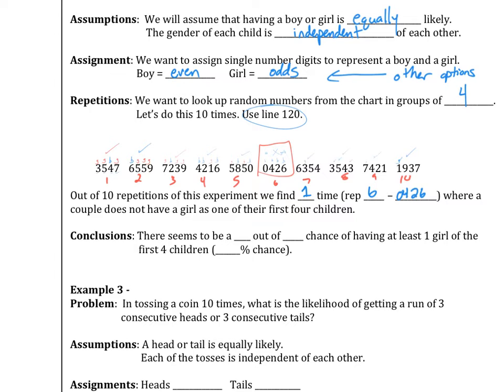So it looks like it's very, very likely if you have 4 kids that one of the 4 kids would be a girl. So our conclusion is there seems to be a 9 out of 10 chance of having at least one girl of the first 4 children. So it looks like there's about a 90% chance, based on our simulation. There actually is a way to calculate this mathematically. We're going to learn that throughout the chapter.